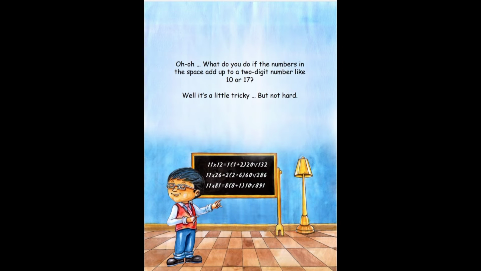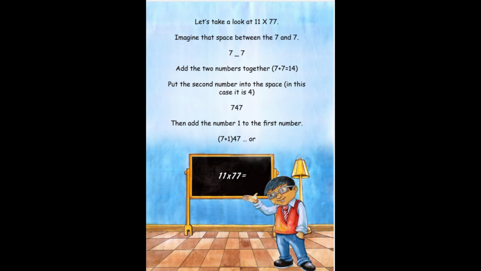Oh, what do you do if the numbers in the space add up to a 2-digit number like 10 or 17? Well, it's a little tricky, but not hard. Let's take a look at 11 times 77. Imagine that space between the 7 and 7, 7 7. Add the 2 numbers together. 7 plus 7 equals 14. Put the second number into the space, in this case it is 4, 7 4 7. Then add the number 1 to the first number. 7 plus 1 is 8, so 847.